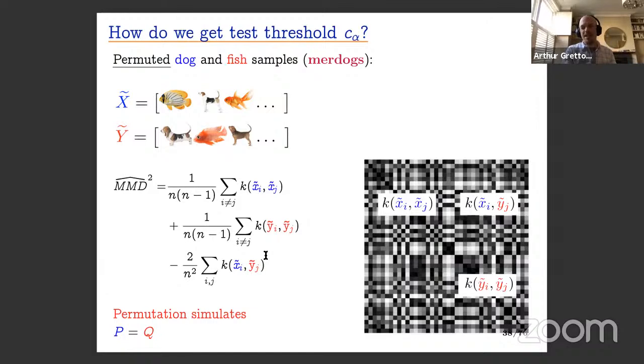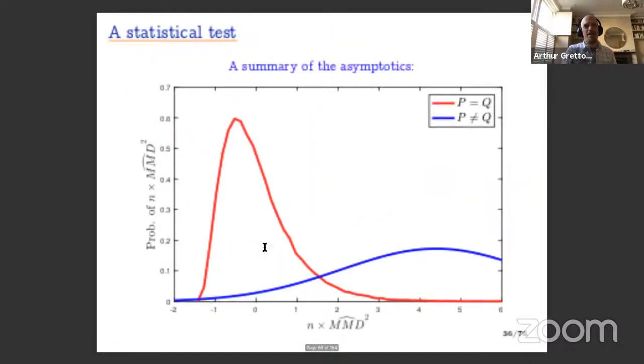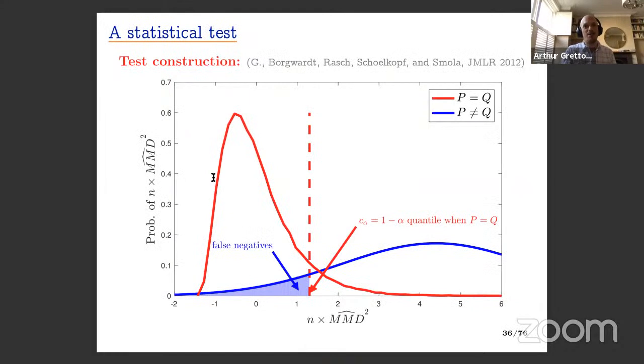All right. And so now imagine I'm going to do this many, many times. I basically re-scramble my dogs and fish, compute these kernel matrices, and compute the MMD. I re-scramble my dogs and fish, compute the matrices, compute the MMD. I repeat that over and over and over. If P and Q are the same, then the histogram that I get is going to simulate this red curve here. And you can prove it.